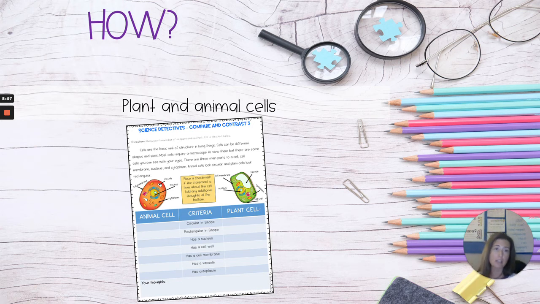If you're teaching about cells, plants and animal cells have some things that are in common, but they also have some things that make them different. And that's why they are a plant cell or an animal cell, because they have different jobs to do in whichever organism they're in. So it's another great way for you to be able to incorporate compare and contrast in your classroom.